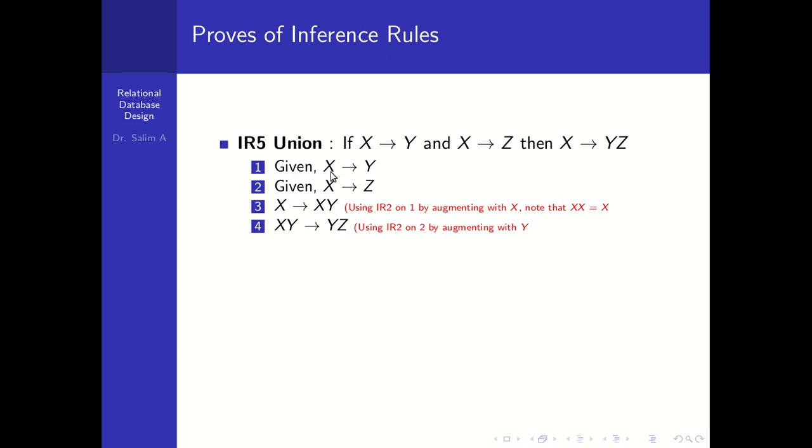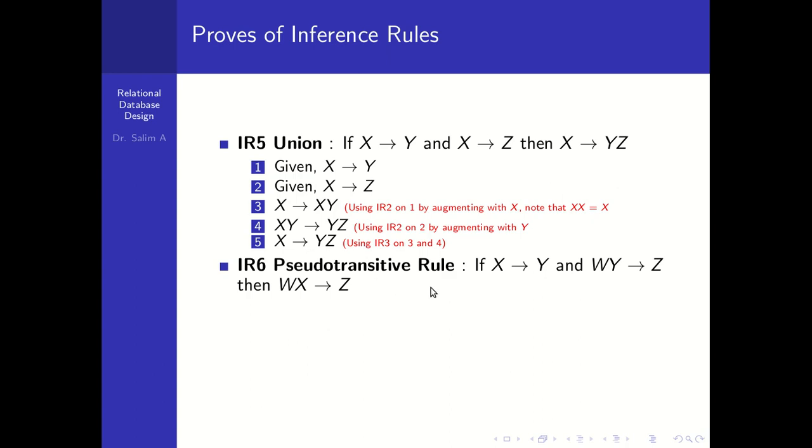Then XY determines YZ by applying IR2 with Y on the second one. If you augment with Y, XY determines YZ. From these two, what can you say? X determines XY, XY determines YZ. That is why you will get X determines YZ. Therefore, the proof is very simple. By augmenting initially with X, then with Y, you get two other rules. By application of the transitive rule IR3, you can prove that X determines YZ. That is, the union rule is proved.